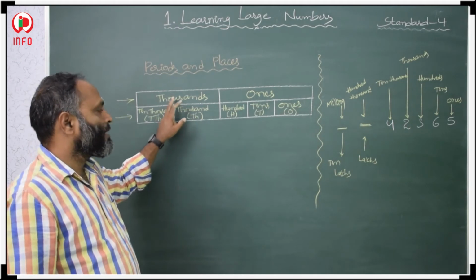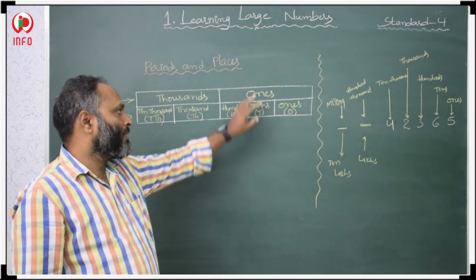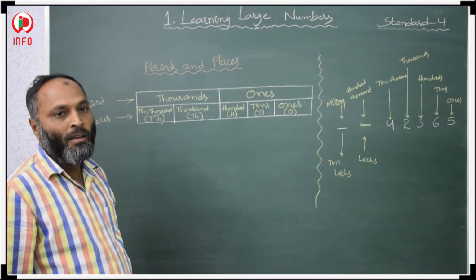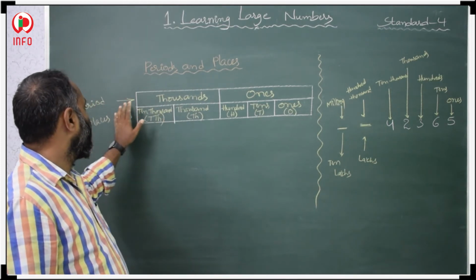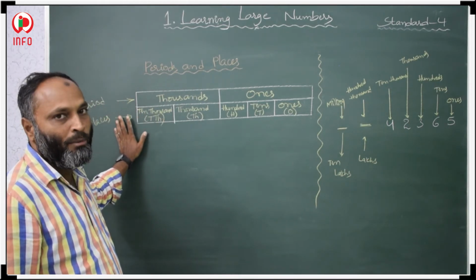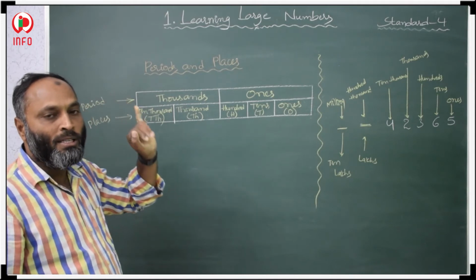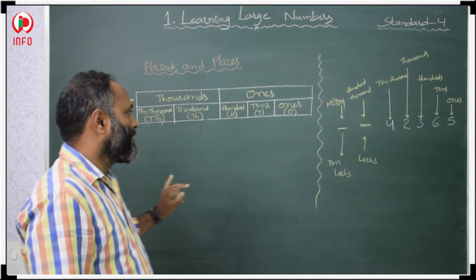1,000 and 10,000 come under the thousands period. So there is the ones period and the thousands period. This is a period and this is a place. You have to remember these two things: what is the period and what is the place value.